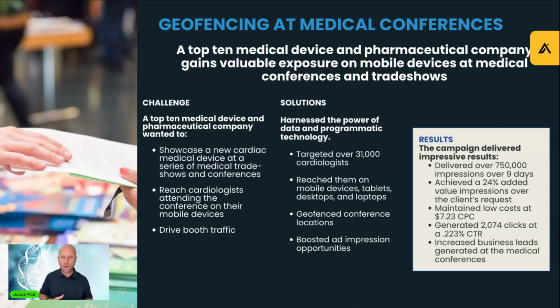The solution was we ended up targeting, based on the NPI numbers, over 31,000 oncologists specifically. And again, we reach them across device, mobile device, tablet, desktop, and also laptop. And then the other strategy, which I'm talking about now, obviously, is the geo-fencing. So those 3 conferences, those 3 trade shows, we did the geo-fencing. We were able to actually boost some ad impressions, and they got some amazing results.